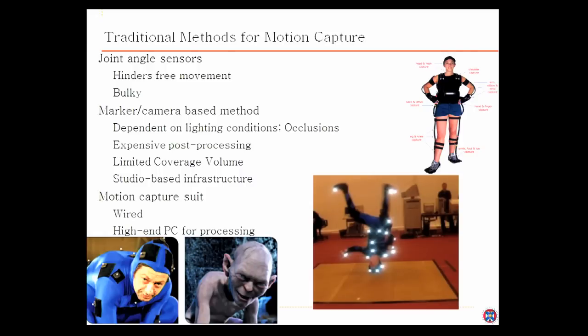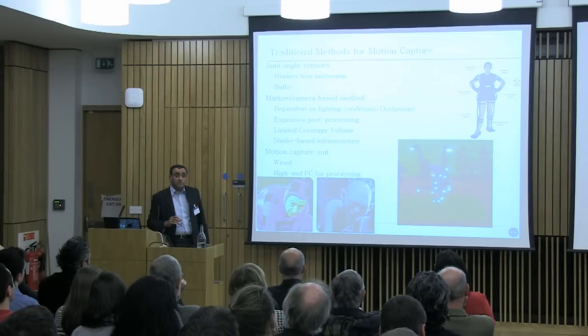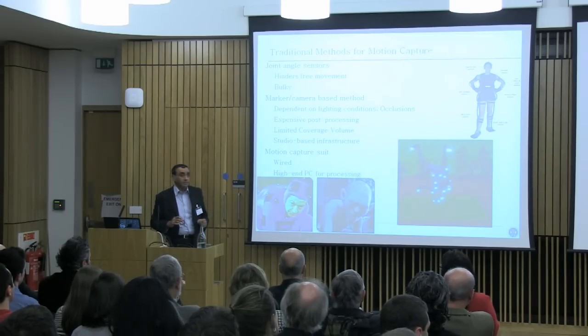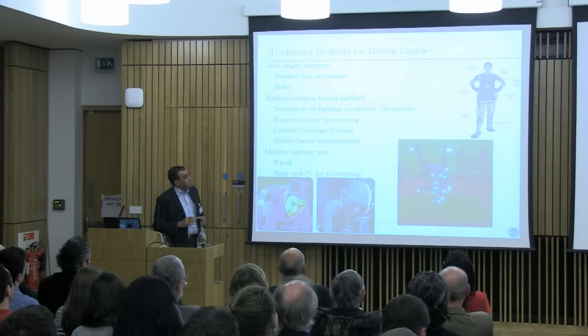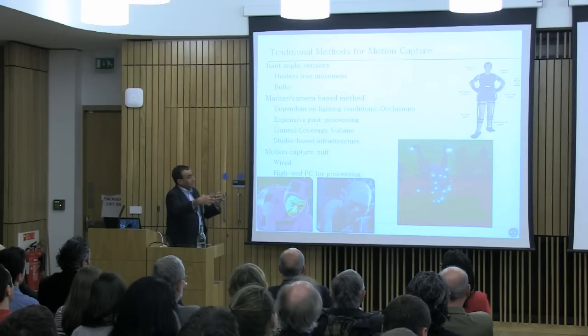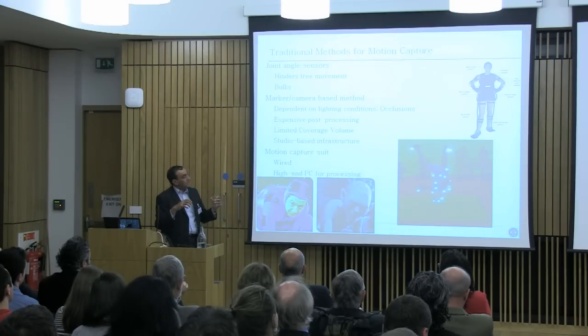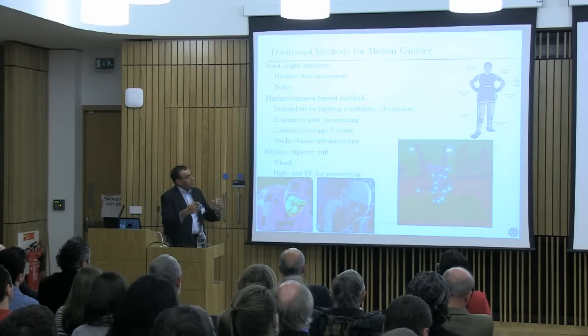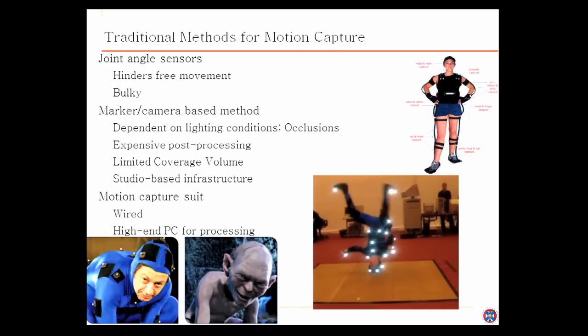Or you can have something like this, where you have these markers on the person, and then you have 8 cameras in a studio, which is trained on the person, and you're able to get the images, the videos of the person from different angles, and then you put them all together, and you get a 3D motion capture of the person, in this case, breakdancing. So it's very much dependent on the lighting conditions.